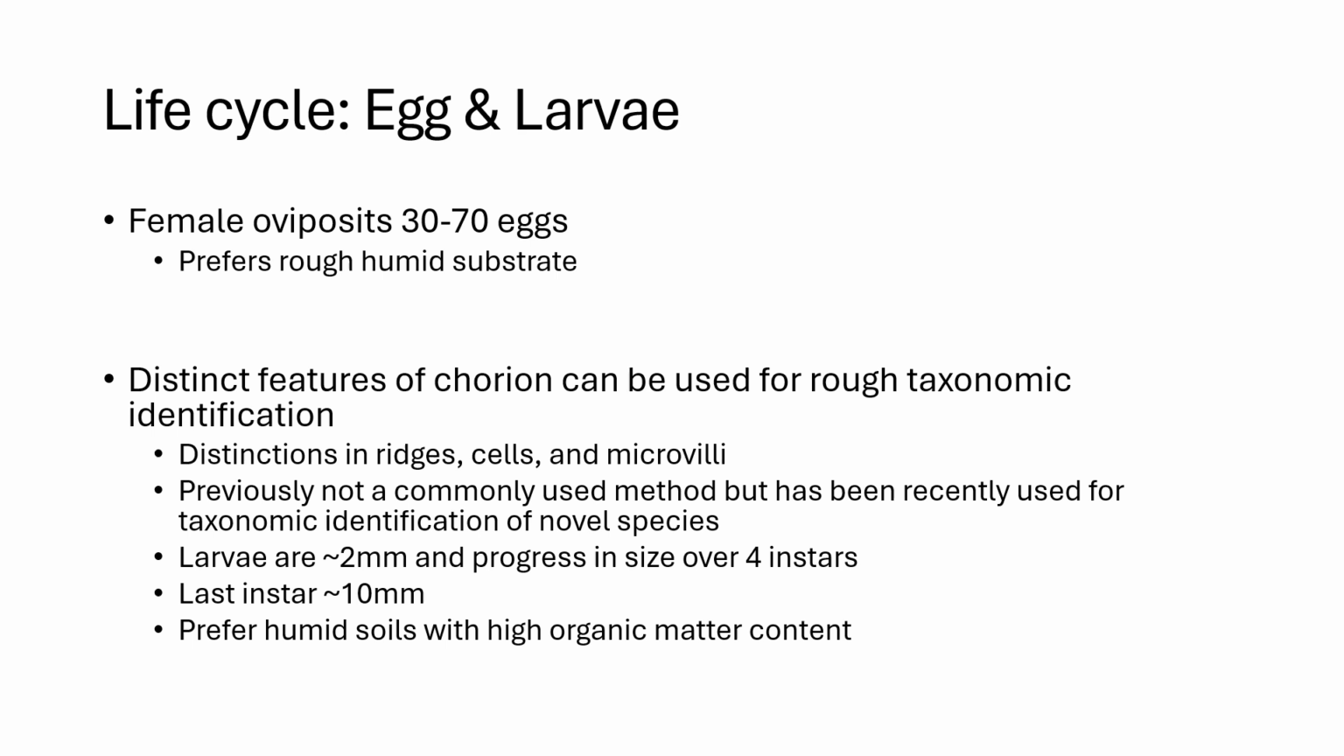The larvae are around 2 millimeters once they hatch out of the egg, and they'll progress in size over the course of 4 instars to around 10 millimeters. During their egg and larval stages, they will occupy a highly dense organic matter area. This can be things such as cages where you keep livestock, or an undisturbed part of a forest floor, which gives them a perfect environment to complete these stages of their life cycle.